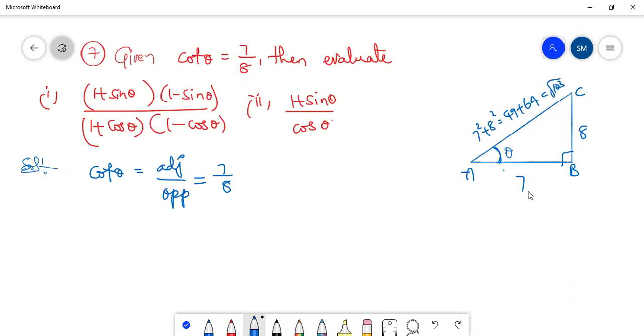Okay, 7 sevens are 49, 8 eights are 64. 49 plus 64 is 113.